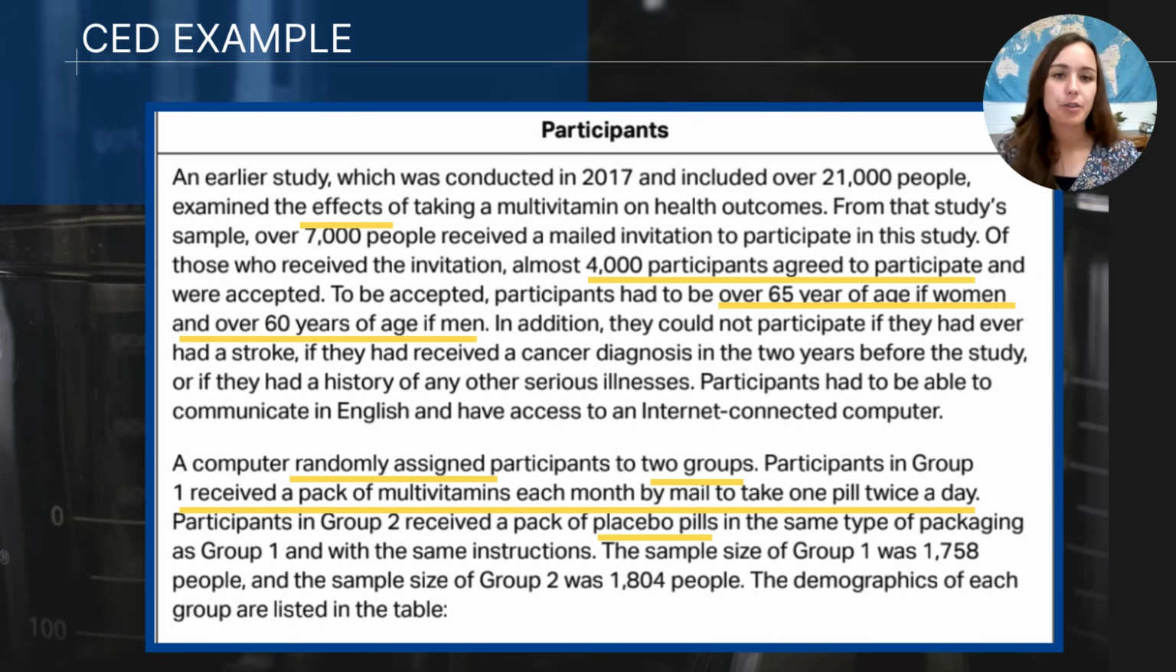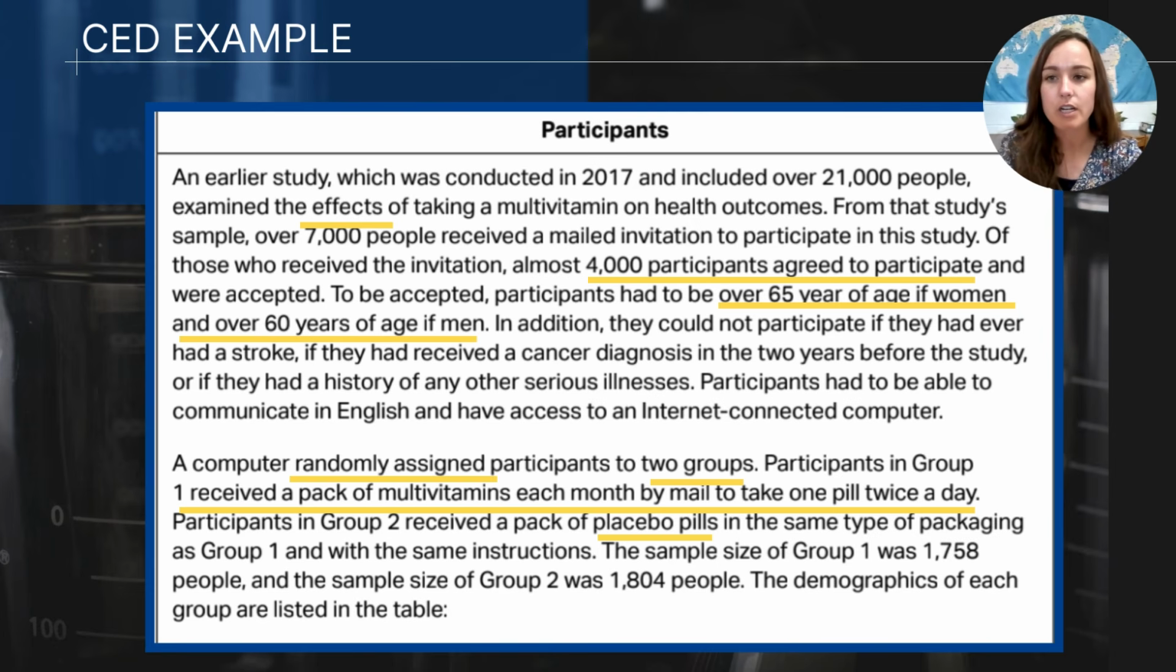So now let's look at the participants section. Remember, this section will really help us understand if our findings are generalizable. If the participants' demographics reflect the population that we're studying, then we can say they're generalizable. So let's go ahead and read through this.